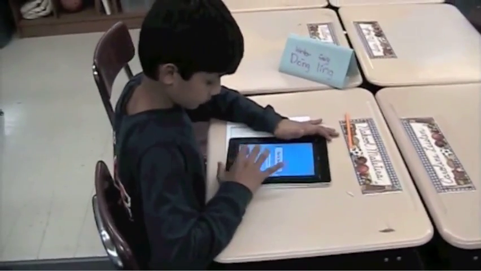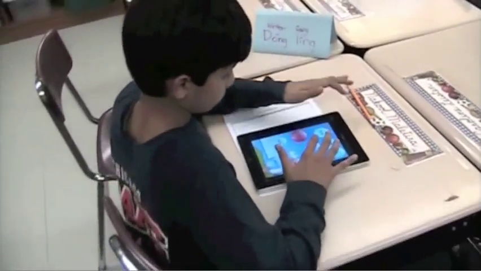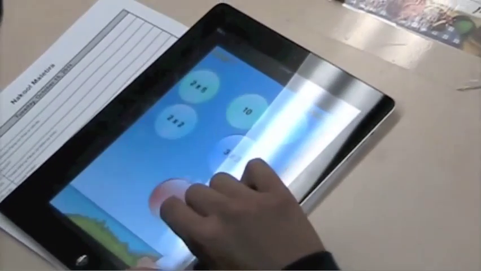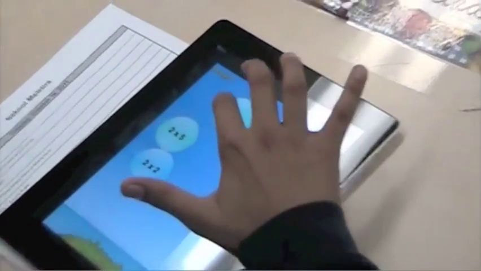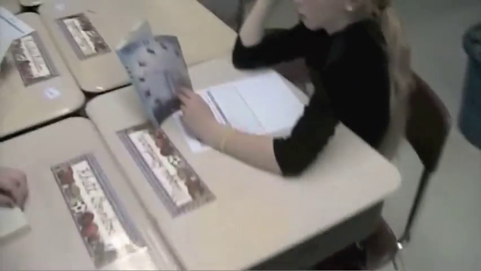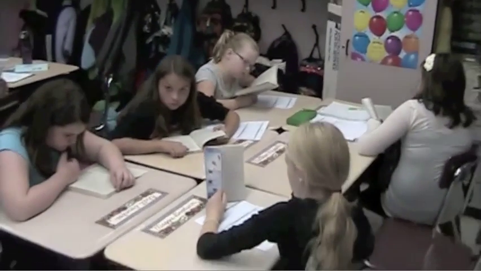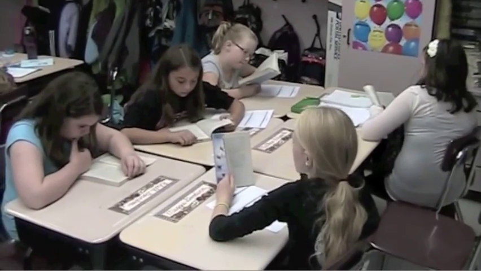Here, Nakul has gotten to his iPad, where he's going to practice some math facts. He's practicing his multiplication facts. Everybody starts at level 1 each day, but it's just one digit times one digit multiplication, and they continue to move on as they increase. It gets harder.